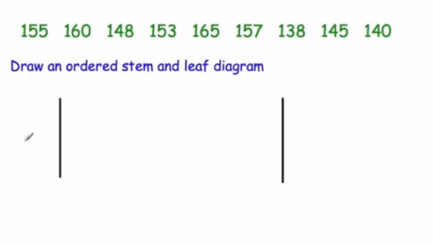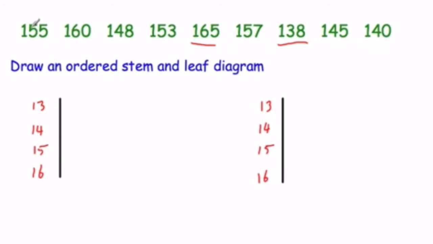Now, with our stem, what we're going to do is we're going to put our hundreds and our tens. So let's look at our numbers. The smallest number is 138, and our largest number is 165. Our numbers are 155, 160, 148, 153, 165, the largest one, 157, 138, 145 and 140. So we're going from the 130s to the 160s. So we're going to put down 130, 140, 150 and 160. And so we'll do our unordered one, and then we'll do our ordered one over here.